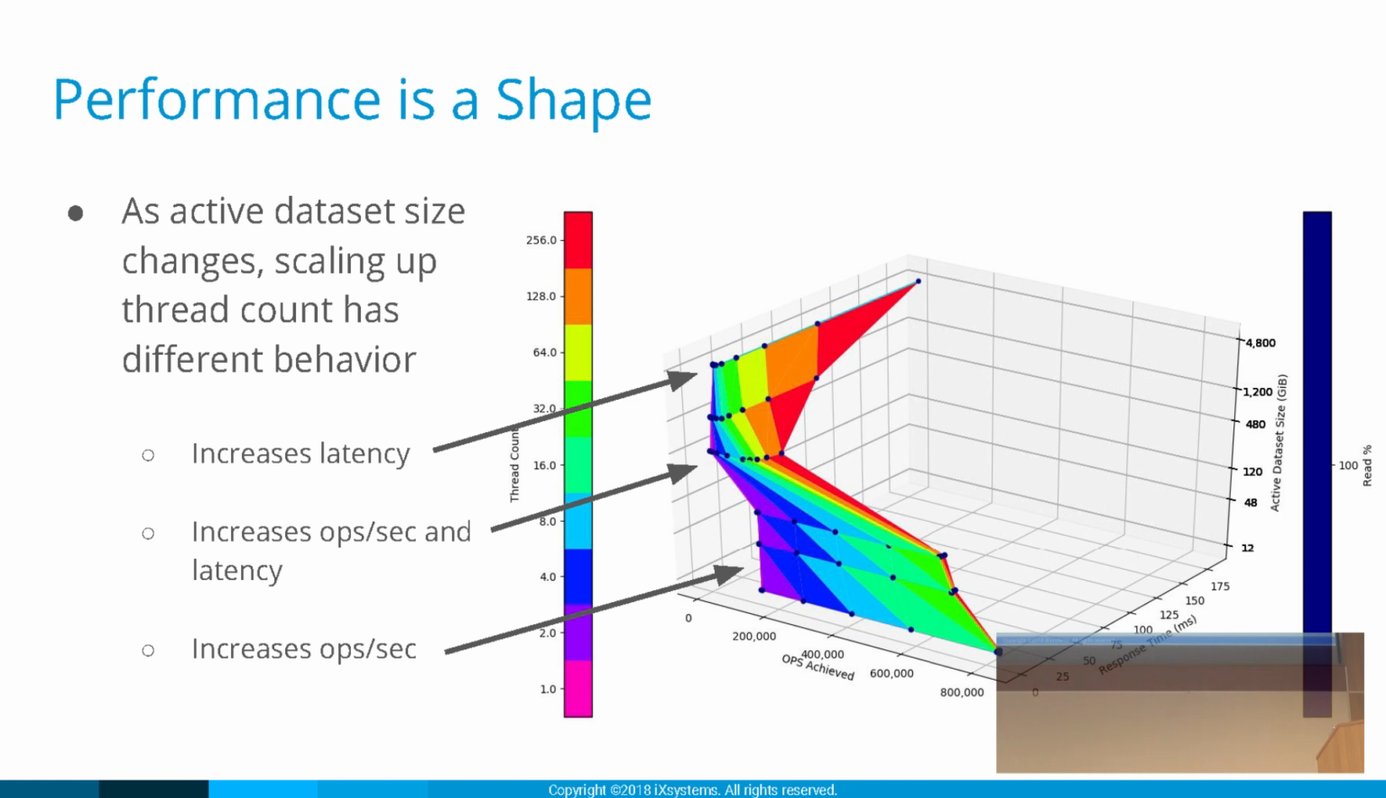So as your active data set size changes, scaling up your thread count has different behaviors like I pointed out. When we're in the ARC hit zone, adding more threads increases our ops per second because we're reading out of main memory. It can handle a lot of concurrency. As we start getting into the region where we're getting some cache hits, some L2ARC hits, we have a more complex I/O path that we're hitting, and we're hitting some bottlenecks along that way. So as we add threads, we're increasing ops per second and latency. But when we're really driving the hard drives hard, adding more threads, adding more concurrency, a hard drive can only do so much at once, so really we're just increasing latency at this point.